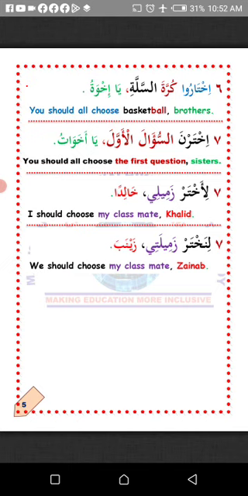ما شاء الله. زميل, male classmate. زميلة, female classmate. صديق, male friend. صديقة, female friend. لعلك فهمت? I hope you understand. ما شاء الله.